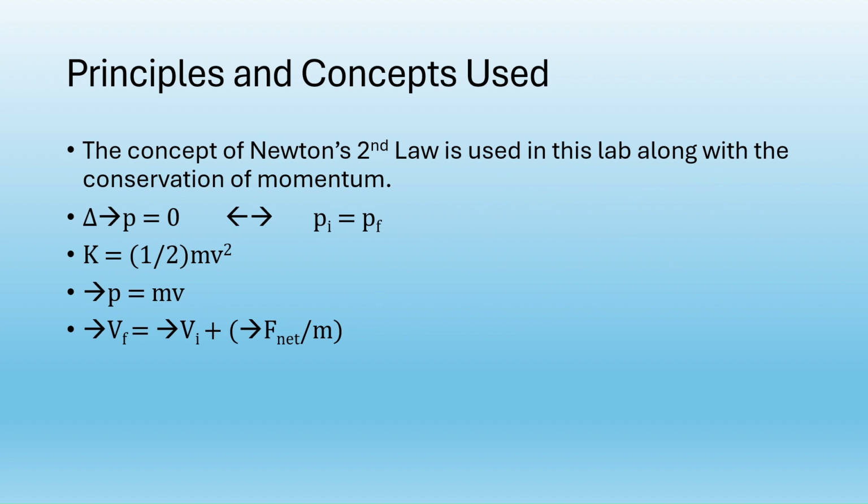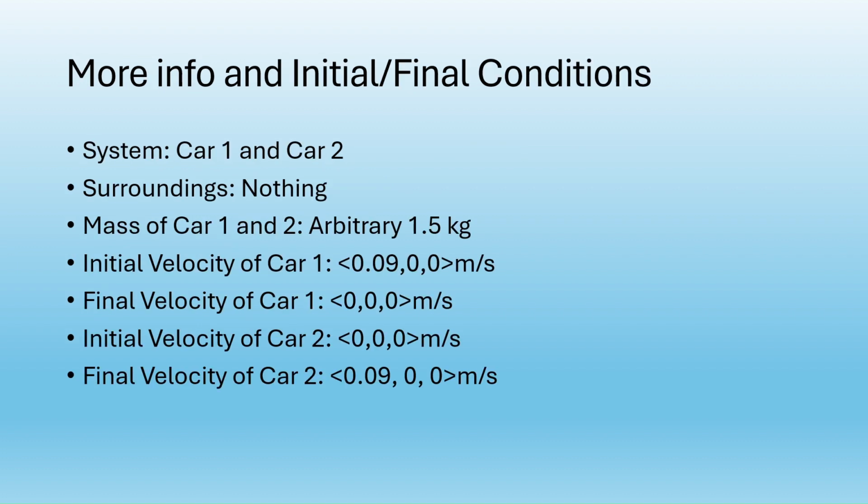Principles and concepts used in this lab were Newton's second law, along with the conservation of momentum. From the conservation of momentum, we know that the change in momentum is equal to zero, which implies that the initial momentum is equal to the final momentum. Another principle used was kinetic energy, which is equal to 1/2 times mass times velocity squared. Another thing used was momentum, which is just equal to mass times velocity, and the velocity update equation for net force. For Newton's law, my bad.